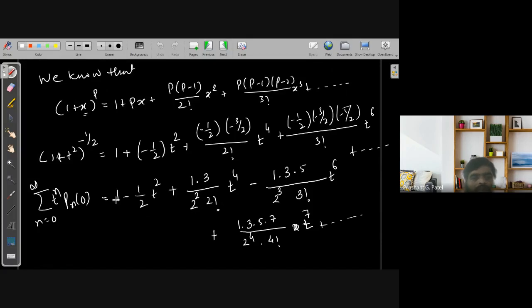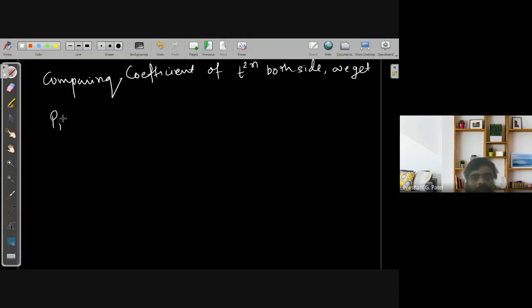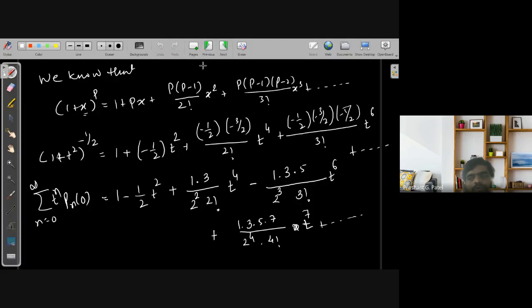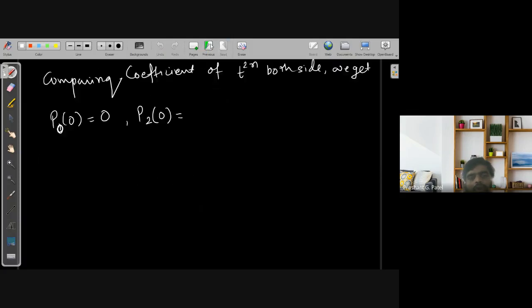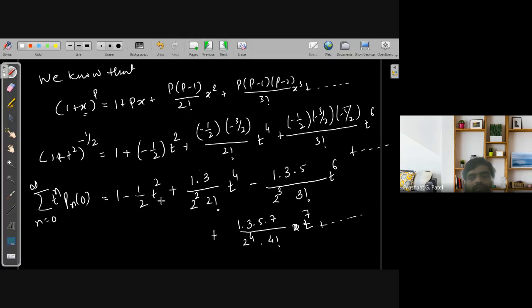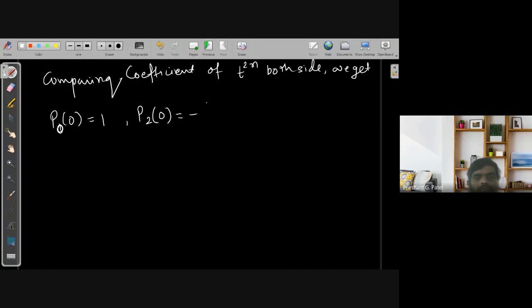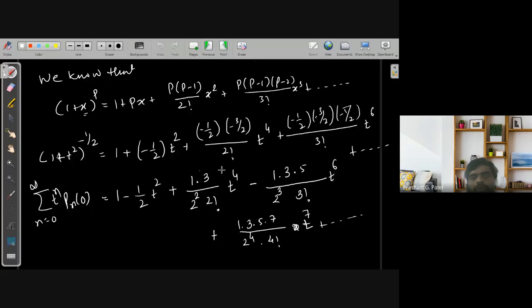First of all, P0 of 0 is 1, not 0. P1 of 0 is 0. P2 of 0, due to this, is minus 1 by 2. P4 of 0, which we got from this, is 1 into 3 upon 2 squared into 2 factorial.